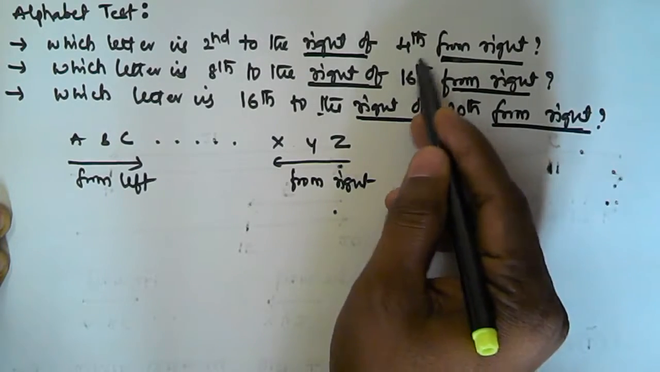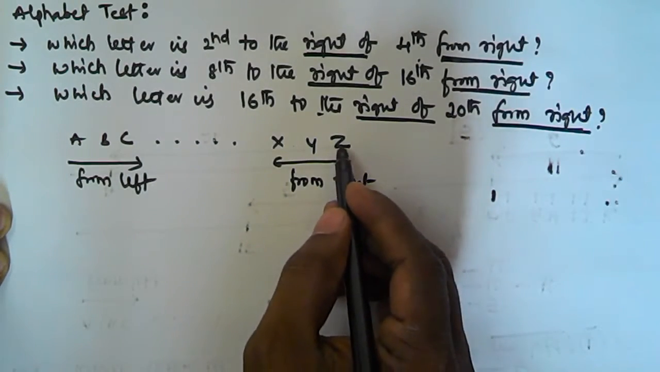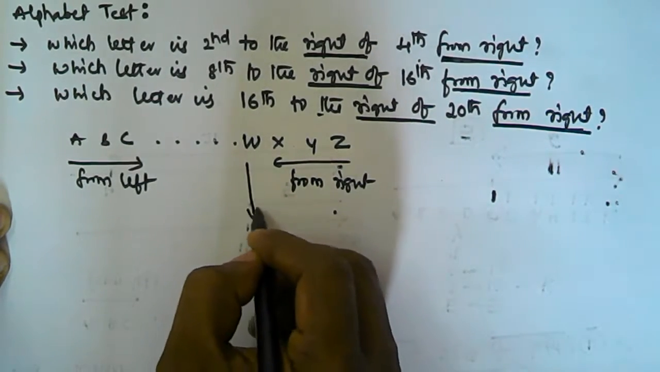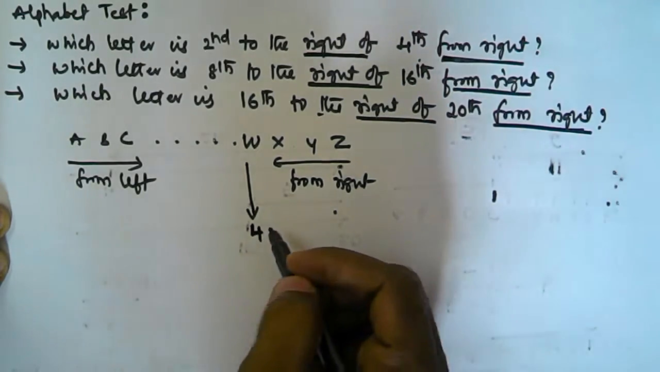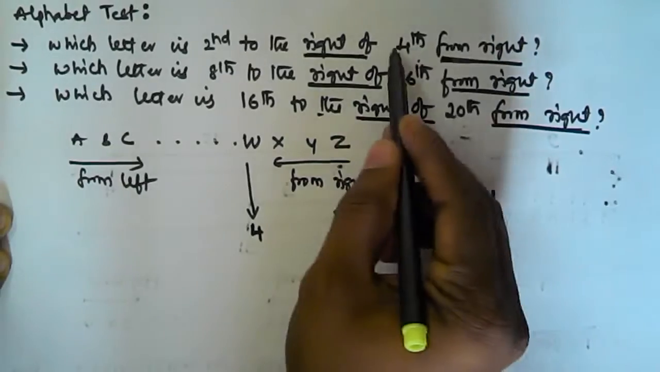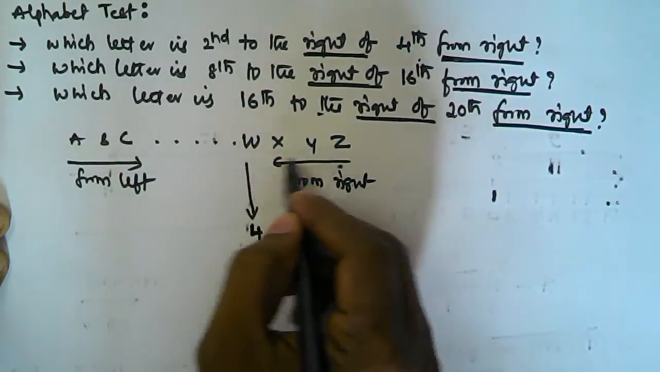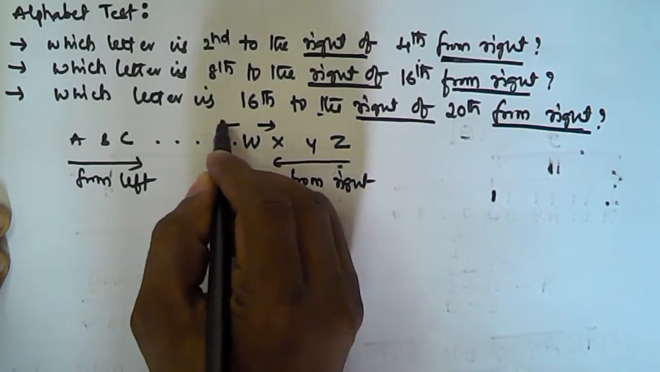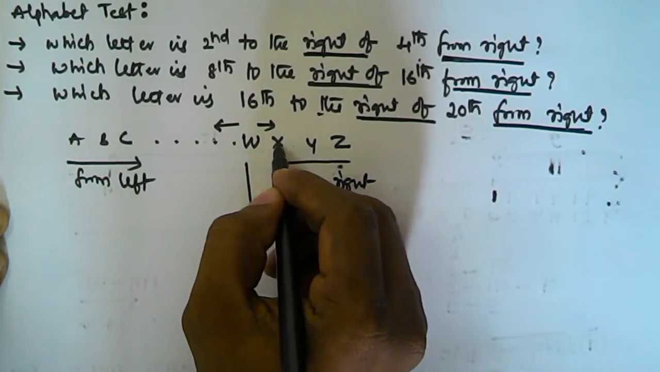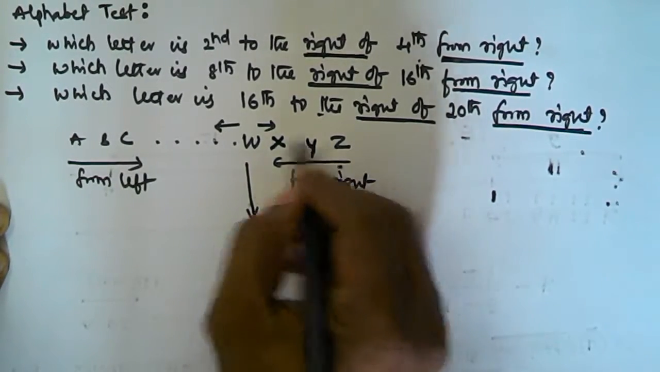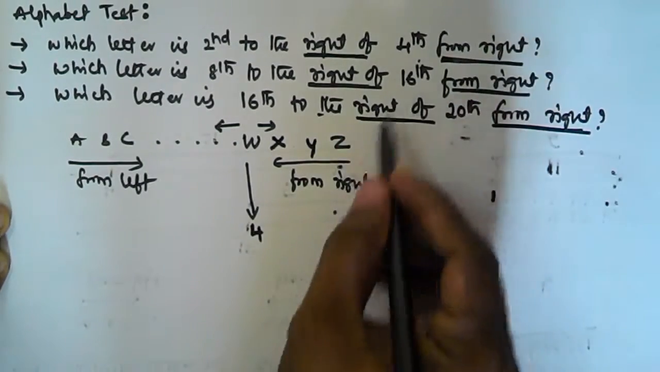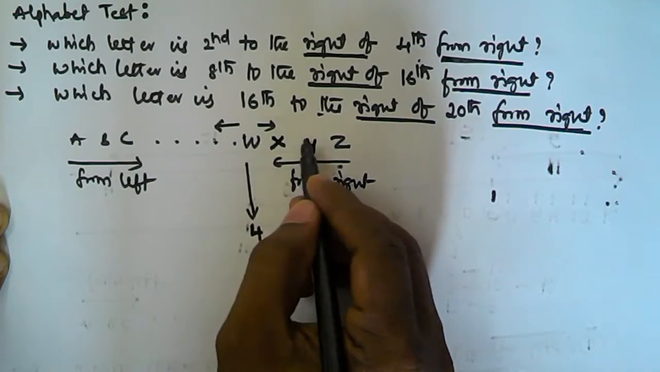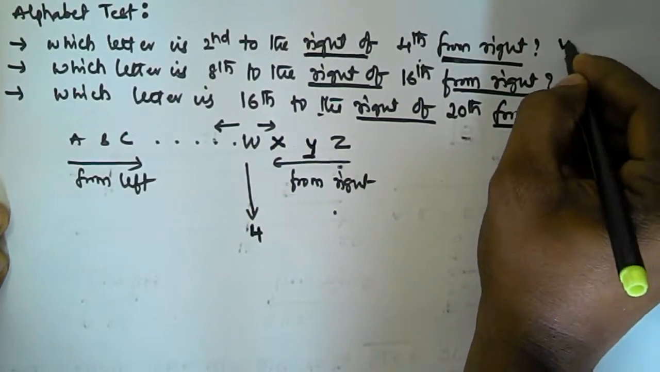First we have to find the fourth from the right, so that is Z, Y, X and W. Now we have to find the second to the right of this one. This is the right side and this is the left side. First X and then Y, two positions. Second to the right of the fourth from the right, which is W, is Y. So the answer for this one is Y.